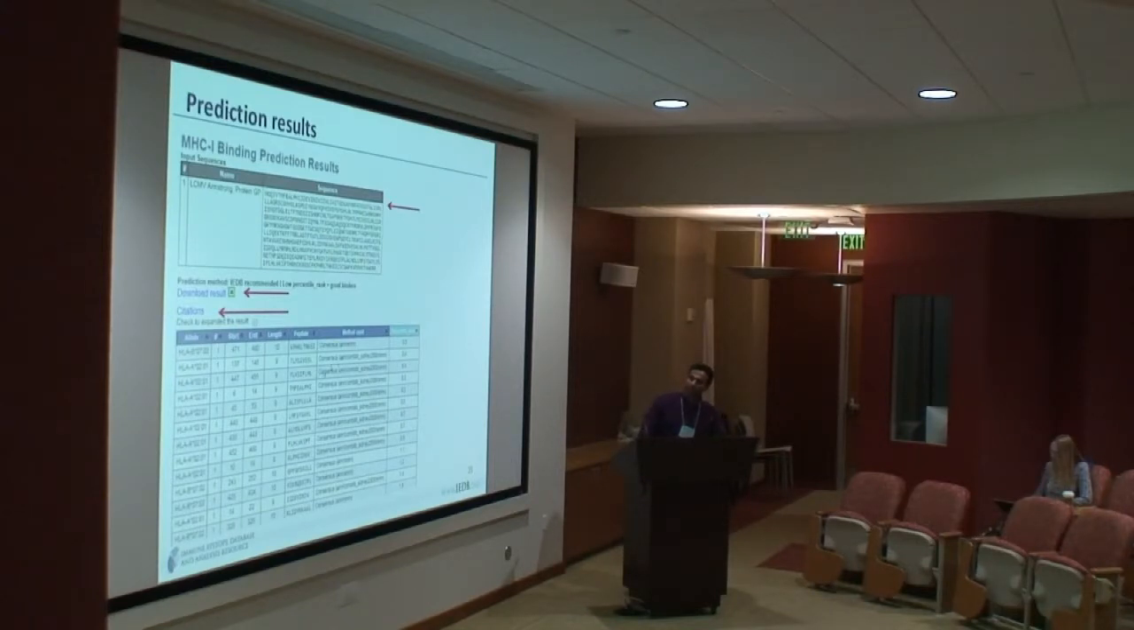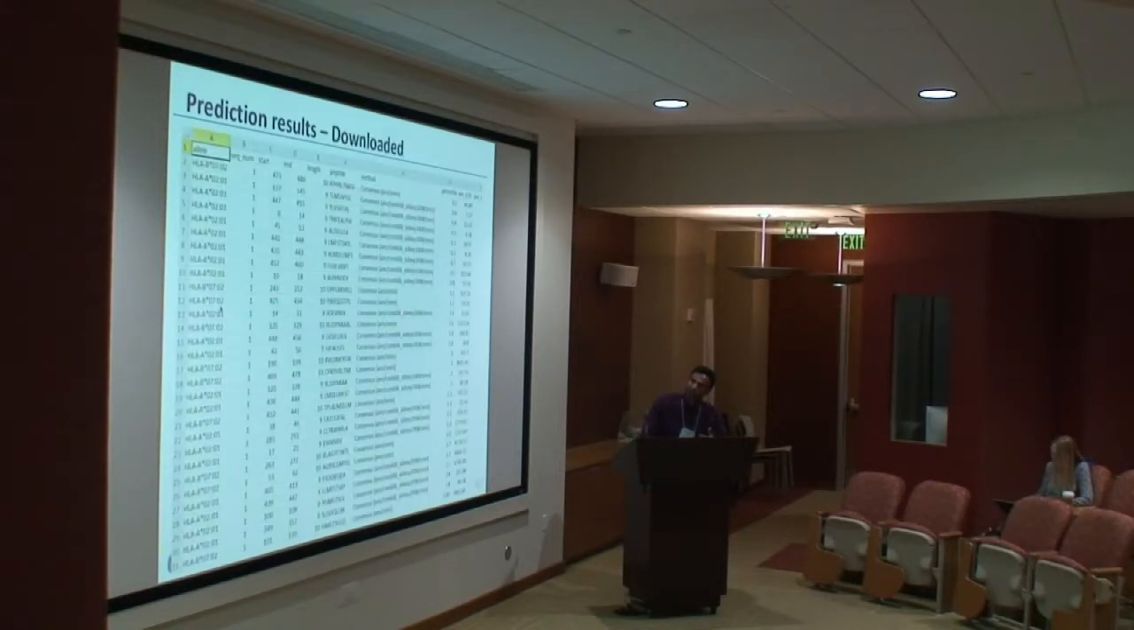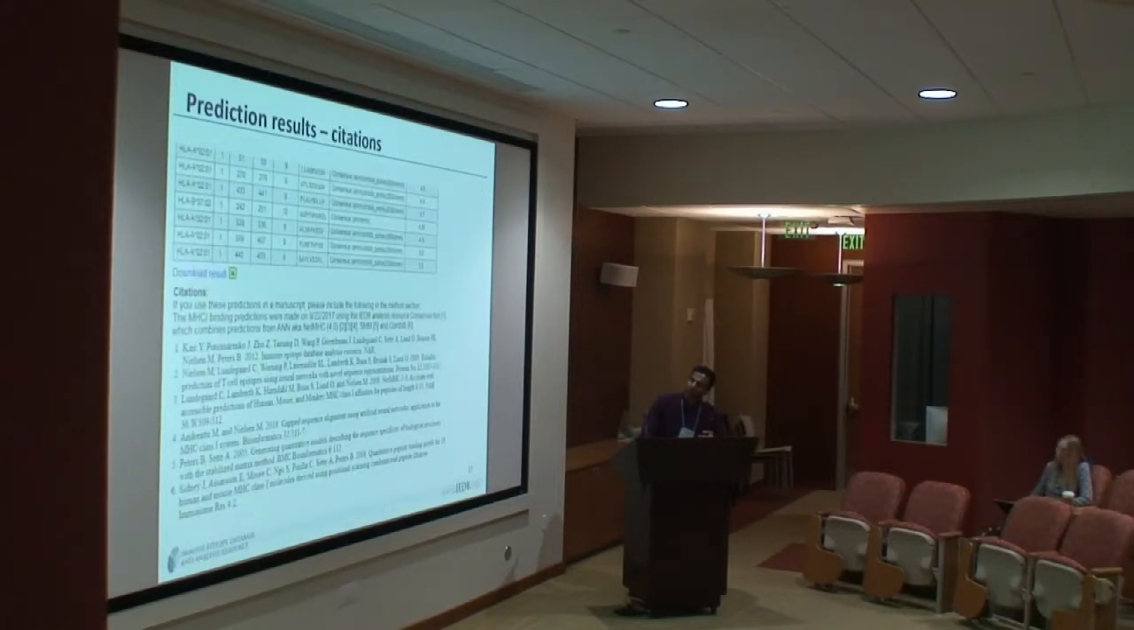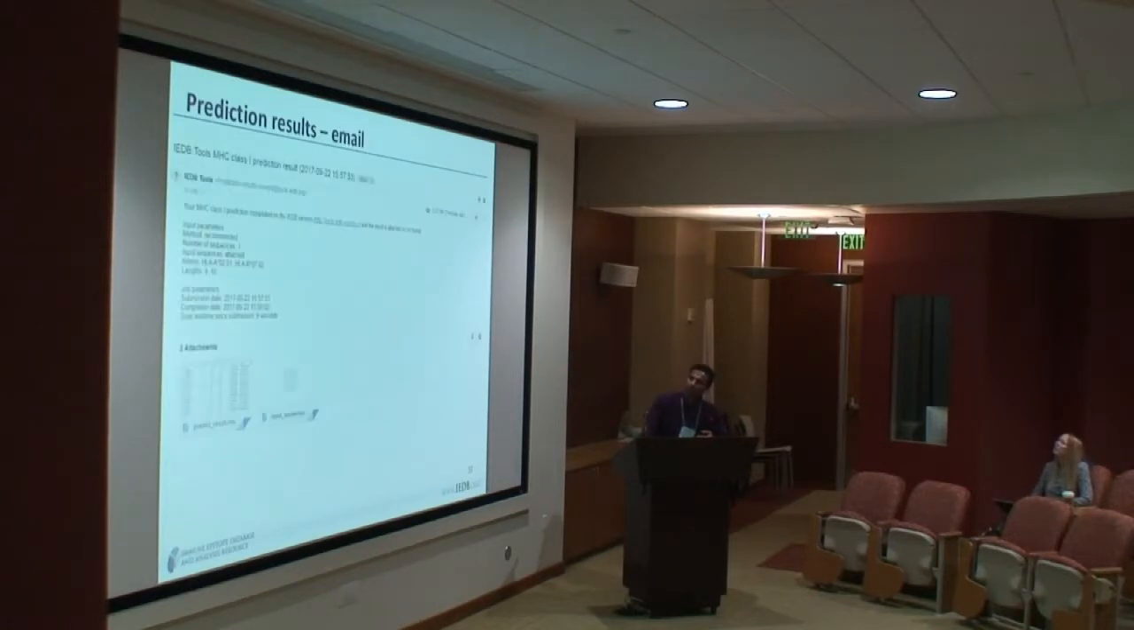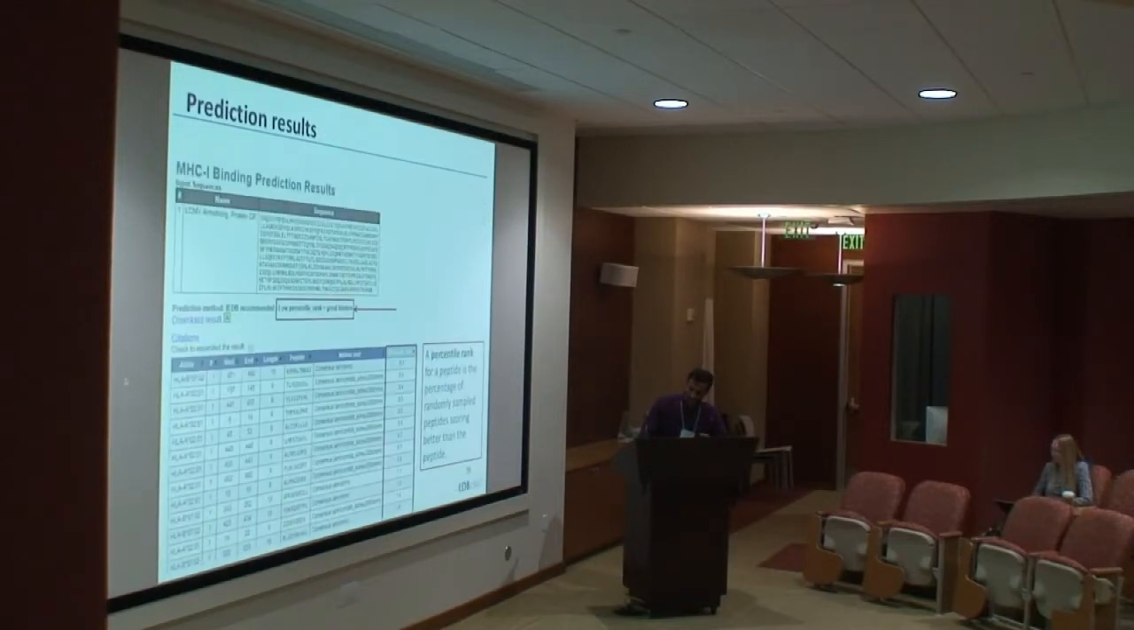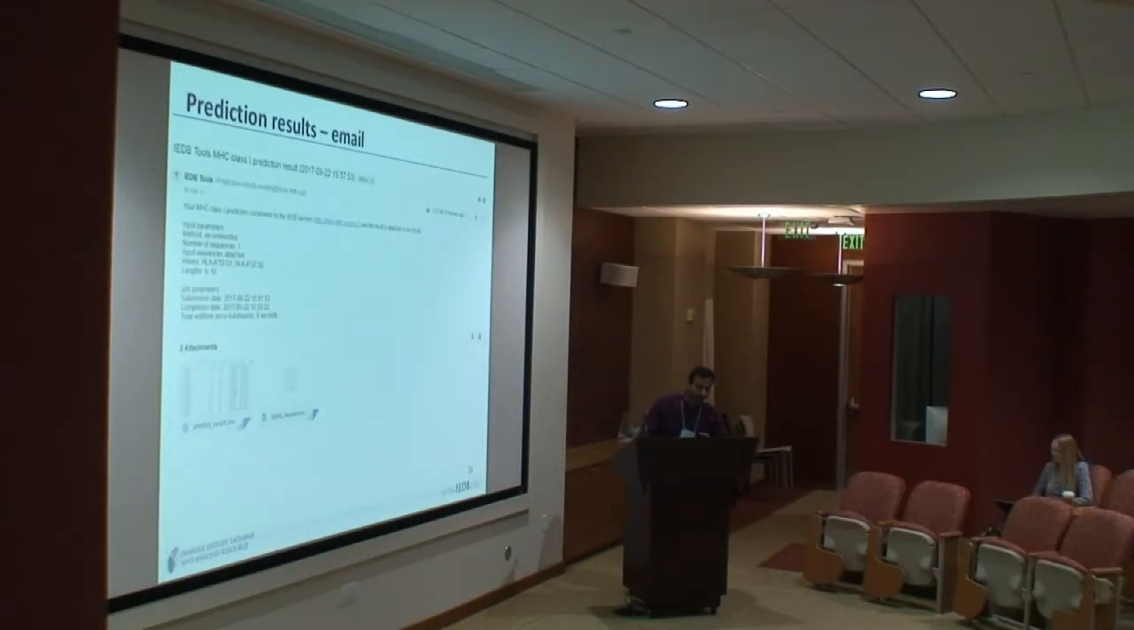So I'm just showing that this is your input sequence itself. Here you can download, and this is a link for the citation. And this is a file that you will receive in your email that you can open in an Excel sheet. And this is how your email looks when you submit your prediction. You will also have your input sequence, the output result and the parameters.